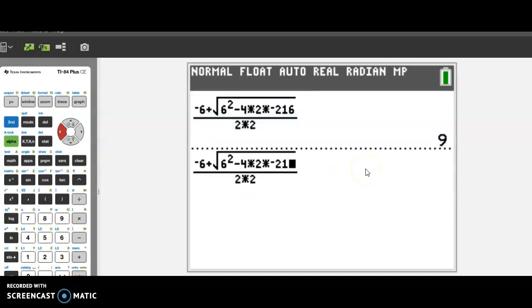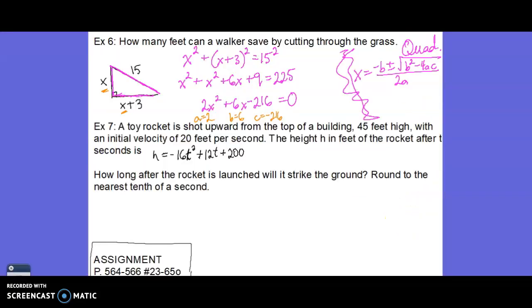You might want to double check that you might get another possible answer if you change that plus to a minus. But it's impossible to get a negative distance for an x. So what that told me is that this length is 9. That means 9 plus 3 is a length of 12.